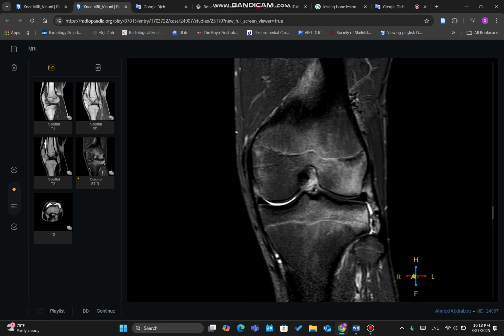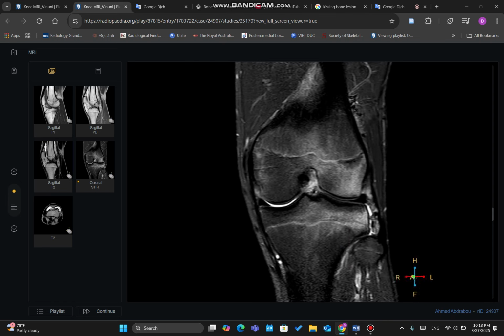Okay, so now is the time for the letter C. C represents cartilage, which means that we have to assess all kinds of cartilage in the knee. Normally, we have two main kinds of cartilage in the knee.